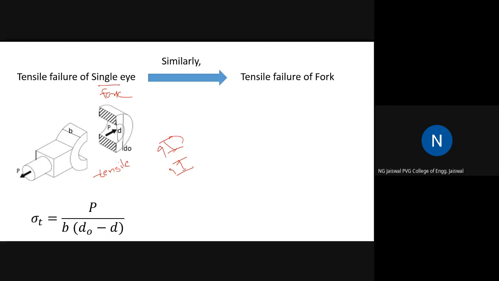But the procedure remains the same. If you can find the equation for tensile failure of the single eye, this is that one. Now I am saying that there can be a tensile failure of the fork. The difference between single eye and fork is only that there is B length and there is another A length also. Just like this.